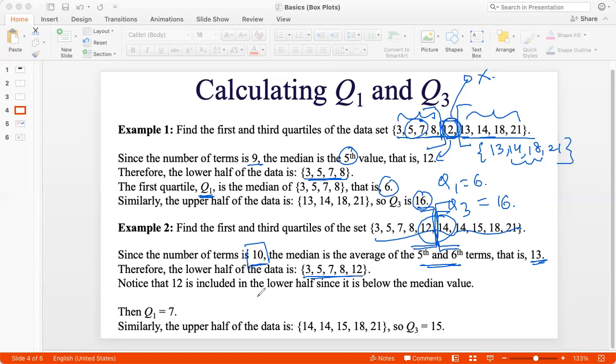And here, the Q1 will obviously be 7 because there are 5 values, so the third value. And the upper half will go from 14 to 21. And so the Q3 will be 15, right? This is how you can calculate Q1 and Q3.